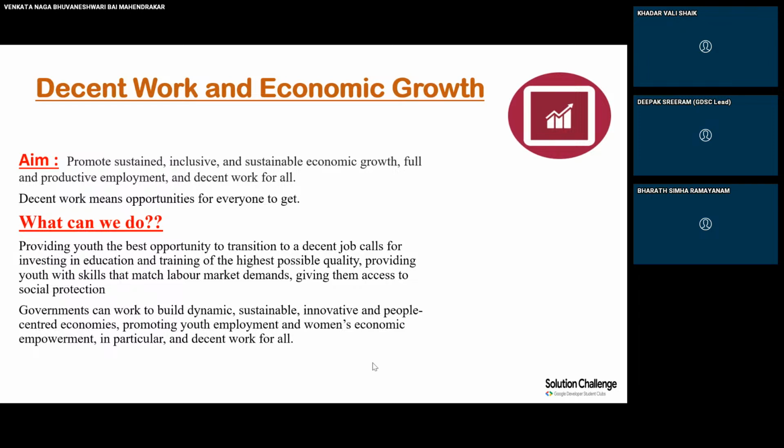If you have more and more jobs, if 10 out of 10 members are employed in some particular company or some particular works, the country's economic growth will increase. And if the countries increase, the world economic growth also will increase. So this is about decent work and economic growth.